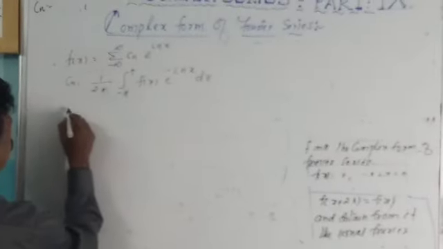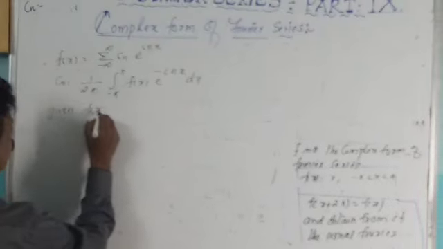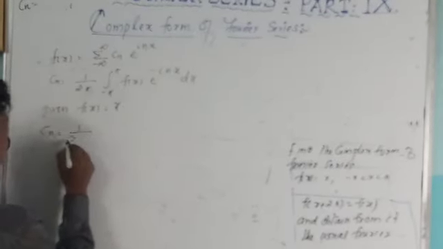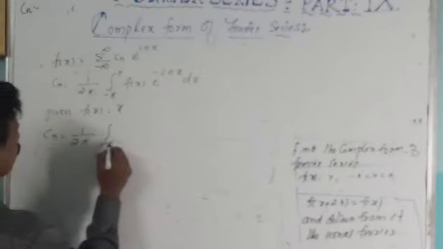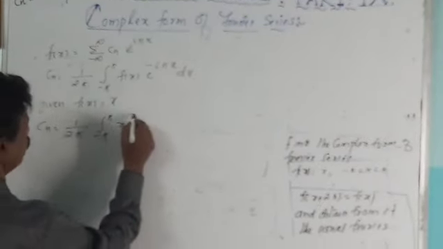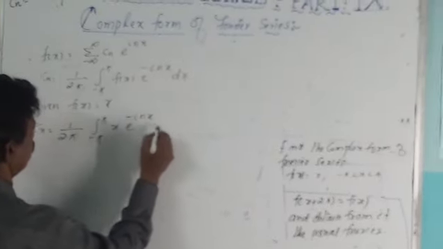Ready? Yes. Now let us pass to the problem. Here f of x is equal to x. Given that f of x equals x. Therefore cn equals 1 by 2 pi into the integral from minus pi to plus pi of x e raised to minus i n x into dx.